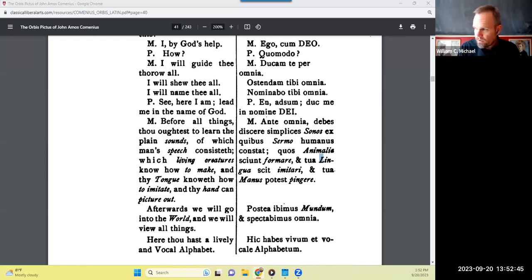All right. So animals can form these sounds, and tua lingua scit imitari. That word scit comes from the same verb where we have sciunt. It means to know. Your tongue knows imitari. Imitari means to imitate. Okay. Your tongue can imitate these same sounds that the animals know how to make. Et tua manus potest pingere. Tua manus potest pingere. So we have tua, which means your, and then manus means hand.